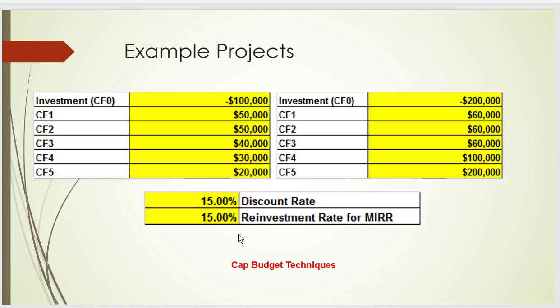So what we want to think about as we look at these techniques is, number one, if these projects were standalone, if they were independent projects, would you do both of them if you could do both of them? And then as a second question, if the projects were mutually exclusive, if you had to rank them, which project would you rather do? So let's work our way through.